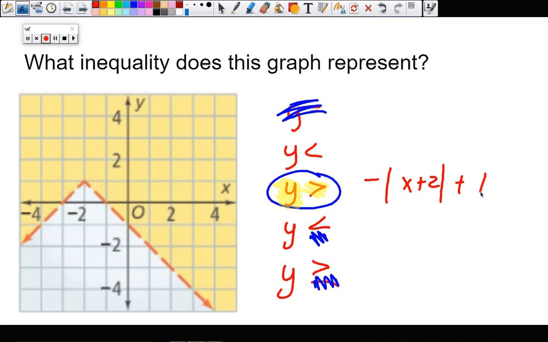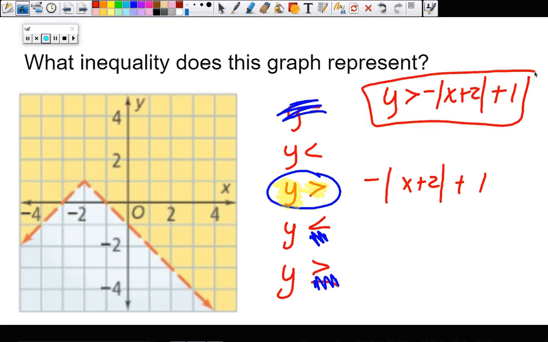So this is a reflection across the x-axis. It was shifted 2 to the left, and it was shifted up 1. And because it didn't have this, it's not going to be a solid, so my answer would be y is greater than this stuff. And that was actually the fastest so far out of all the classes.